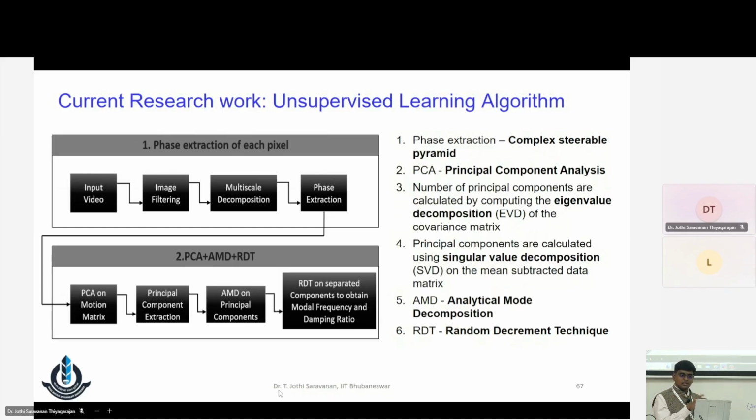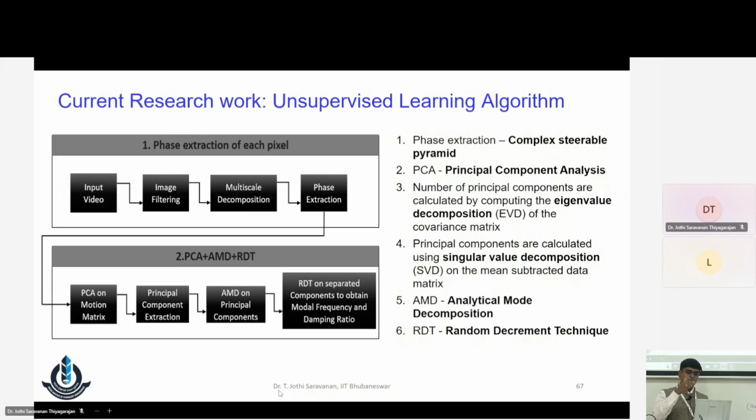This is very simple. More or less the process is the same, but I am replacing a few methods from the previous methodology, where we are going to use PCA, principal component analysis. We are going to play with the same motion matrix and extract the parameters. So you have an input video, image filtering, multiscale decomposition, phase extraction. Up to that it is almost the same. From there you extract the phase matrix, which has the motion of that particular structure or system. We apply principal component analysis to that motion matrix and extract the principal components.